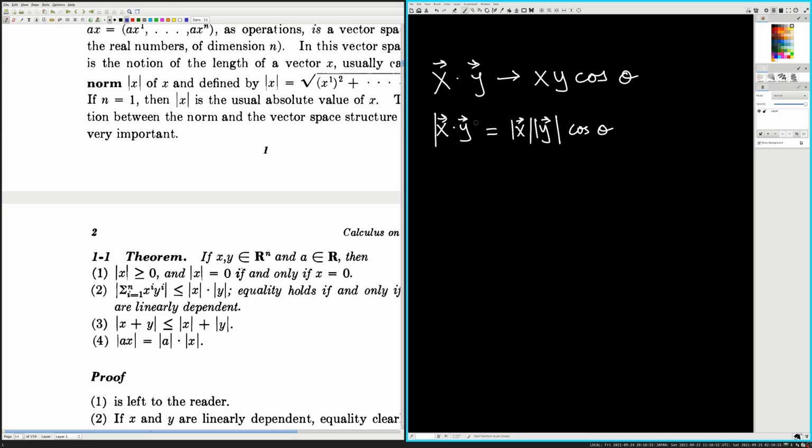Okay, and if we take absolute values of both sides, then the absolute value of a product is the product of the absolute values, so this is equal to abs x, abs y, times the absolute value of cosine theta. But because the absolute value of cosine ranges between 0 and 1, this is less than or equal to abs x, abs y. And thus we've proven the theorem.